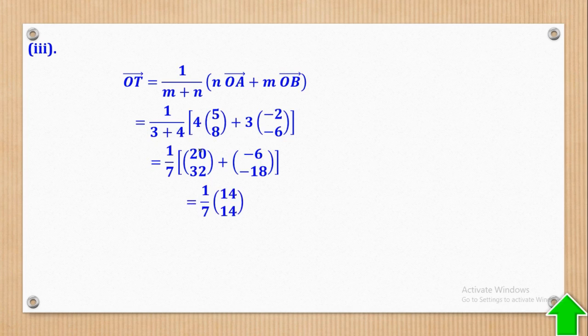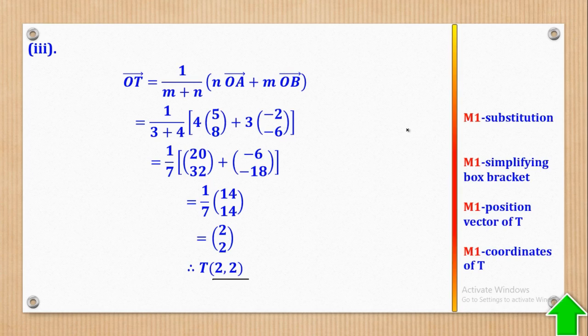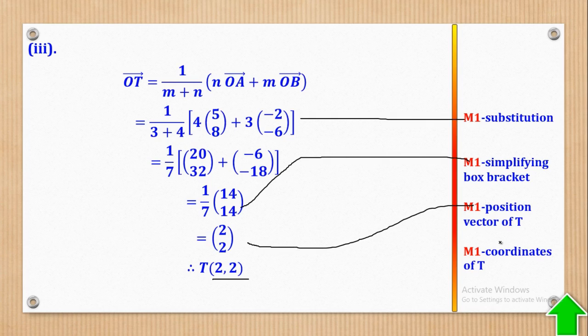Next, when I add this plus this it gives me 14, and this plus this gives me 14. Next, I multiply 1 over 7 times 14 is 2, and 1 over 7 times 14 is 2. Therefore the coordinates of T are (2, 2). And basically that's what they wanted. Now let's see how much can be awarded. M1 for substitution, M1 for simplifying the bracket to come up with that, M1 for position vector, and A1 for coordinates of T.